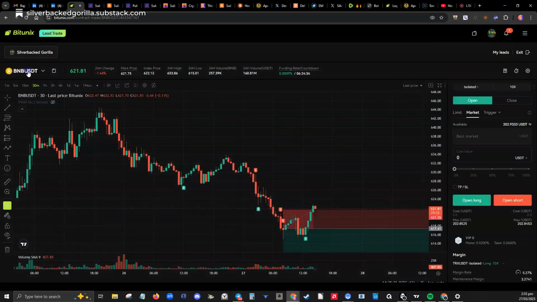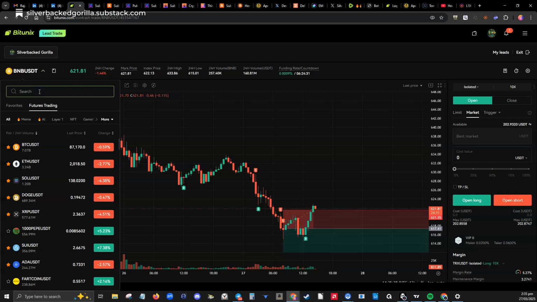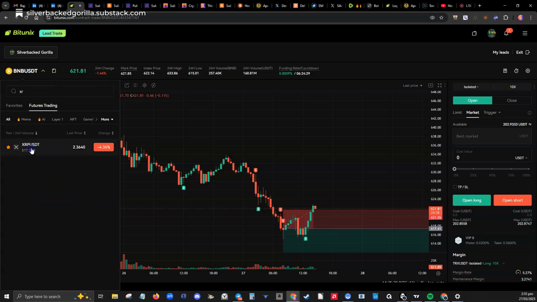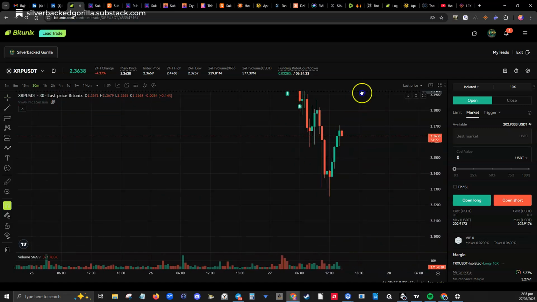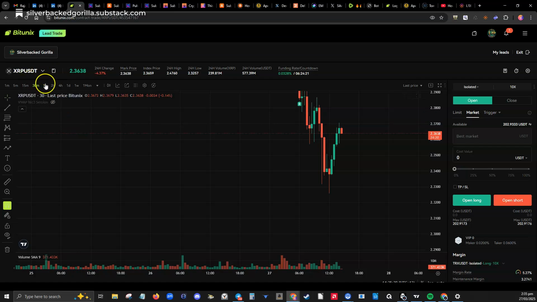Close that. Let's go to XRP. XRP, here we go. Alright, so we're now happy that's pulled back a little bit. Is it still pulling back, or what is it doing? What is that, 30 minute?